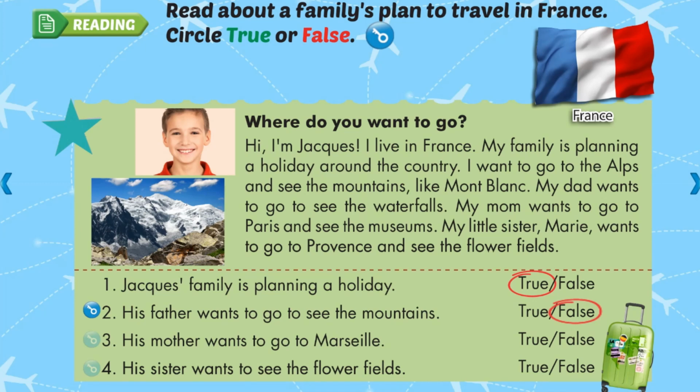3. His mother wants to go to Marseille. The answer is false. 4. His sister wants to see the flower field. The answer is true. Now let's check our answers. Yeah! You got the correct answers.